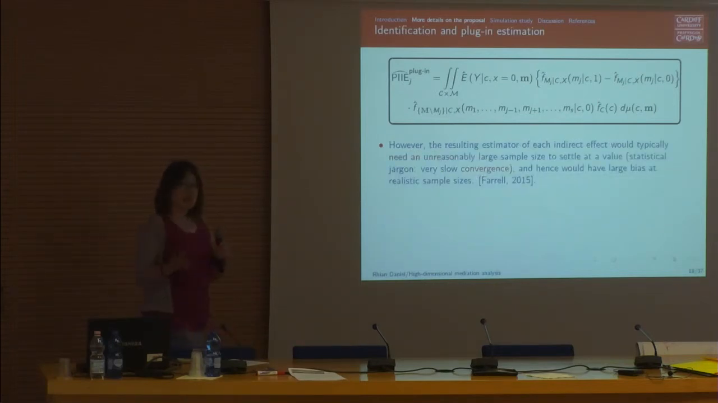So that sounds all very good. However, unfortunately, if you do that, you plug in your machine learning fits here, here, here, and here. The resulting estimator that you get, in other words, this plug-in estimator, now with the machine learning fits, typically needs an unreasonably large sample size to settle at a value. In statistical jargon, you say that it has very slow convergence. That just means you really typically need a huge sample size for the thing to be practical.